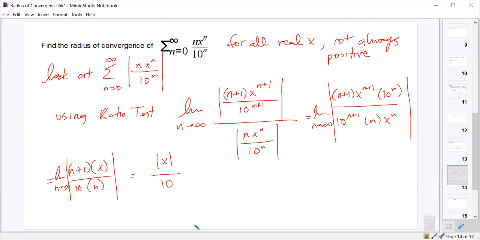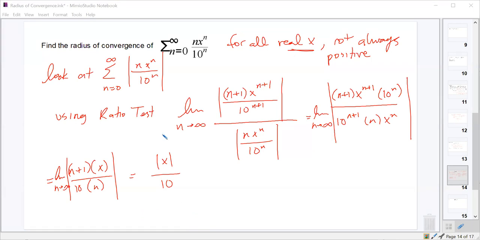But we have to remember that we're not treating x like a variable. X is not a variable within this summation. The variable is n. X is just some number that I can plug in. It's just some real number x. Does that make sense, Shayla? Okay.